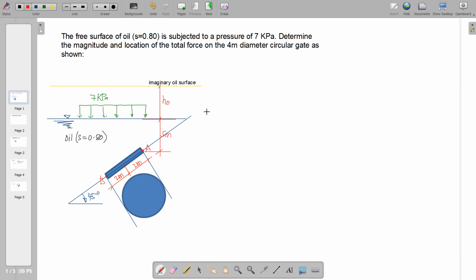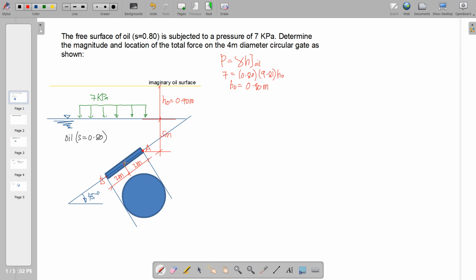So let me denote that by HO as the head of oil due to 7 kilopascal. Now we use this formula, P is equal to gamma H in terms of oil. We substitute 7 for that pressure, and the gamma of oil is specific gravity 0.8 times the unit weight of water, 9.81. So we're looking at HO. Hence, HO can be computed as 0.9 meters. So we can place it here. So therefore, we can now compute for our H bar.